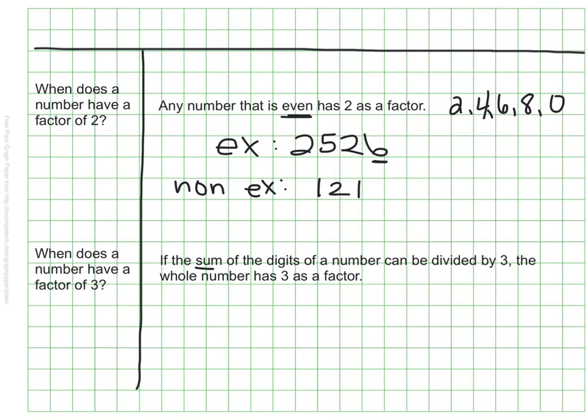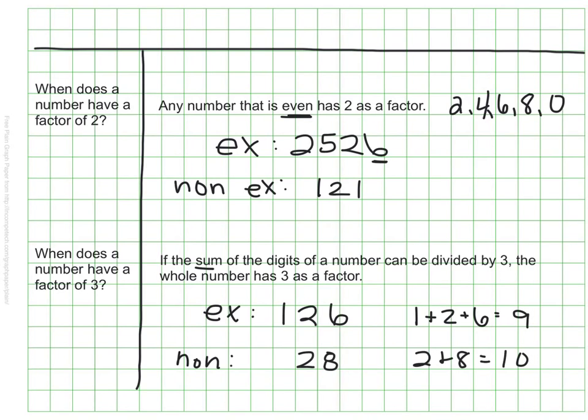Let's look at an example. In the number 126, 1 plus 2 makes 3, plus 6 makes 9. 9 can be divided by 3. 3 is a factor of 9, and therefore the entire number 126 is also something that has a factor of 3. A non-example would be, for example, the number 28. 2 plus 8 equals 10. 10 can't be divided by 3, so therefore the entire number 28 is not divisible by 3, and 3 is not a factor of 28.